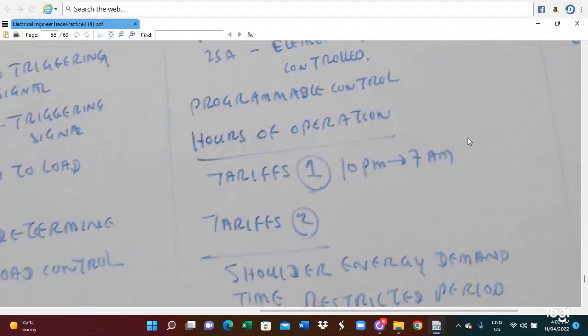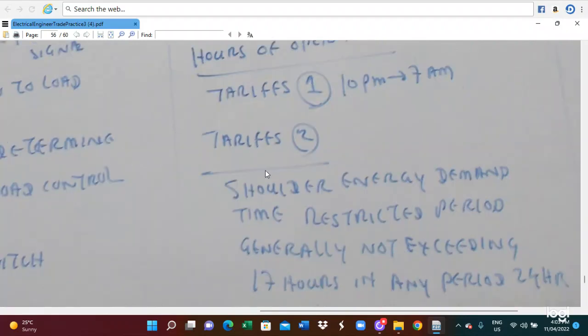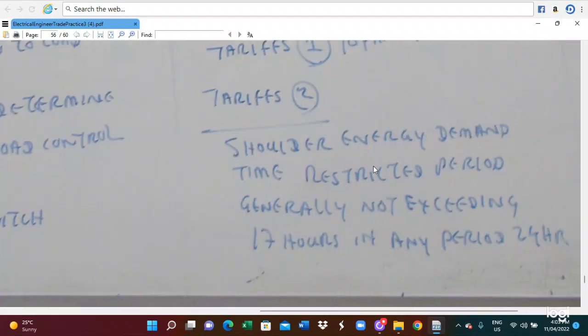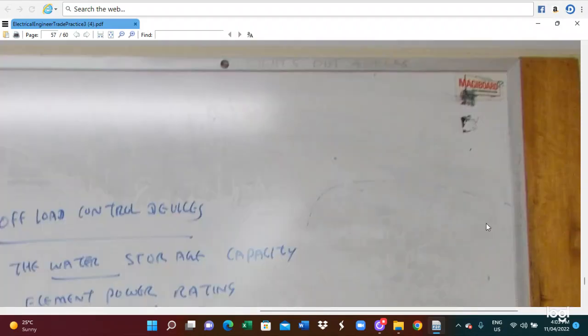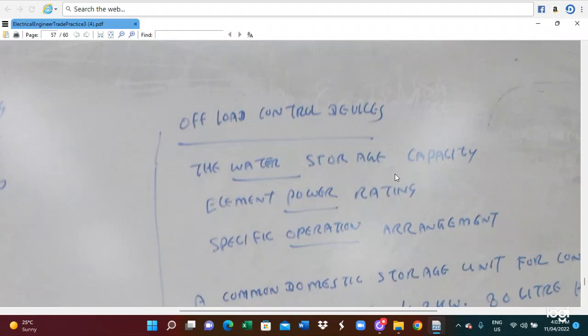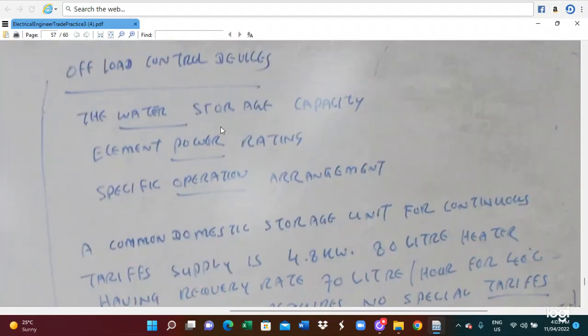Our operation is: target 1 is at 10 p.m. to 7 a.m. Target 2 is that the energy demand by the restricted period should generally not exceed 72 hours in any period of 24 hours. So this is the rule for the supply. We also include the off-peak load control devices. The water storage capacity, the element power rating, and the specific element arrangement affect the off-peak load control devices.